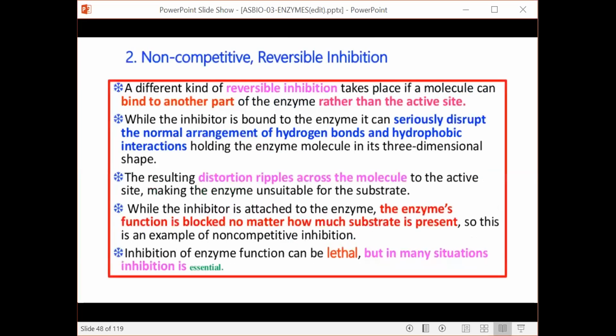So next, non-competitive. Non-competitive means they will not be competing with the substrate for the same binding site. They will bind somewhere else and create a problem. They will distort or alter the structure by binding to the enzyme somewhere else. So the groove which is there for binding to substrate, its design changes. If that design changes, then substrate will not be able to bind, and khalas.